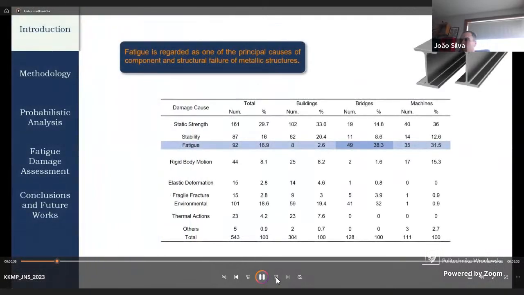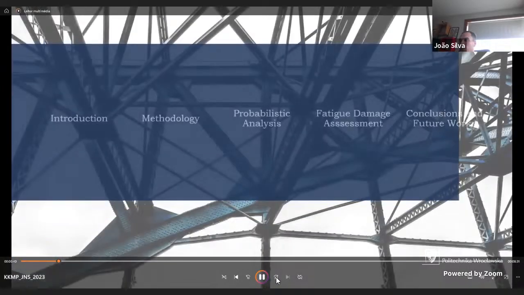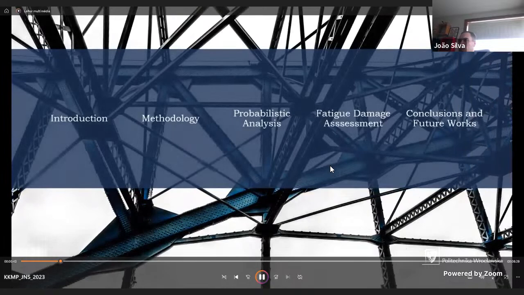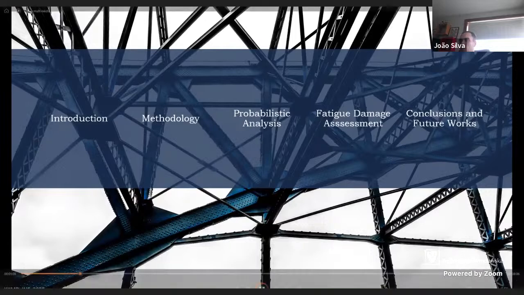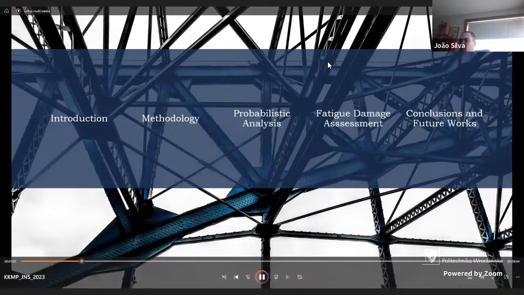First, I will briefly introduce fatigue and the concerns it raises for metallic structures, especially old metallic bridges. Then I will show you the methodology behind this work and specify the steps that were made by the other authors of the work. Then I will present the corresponding probabilistic analysis performed with various probabilistic models, and after that, the corresponding fatigue damage assessment will be presented, and to conclude, the conclusions and future work will be presented.